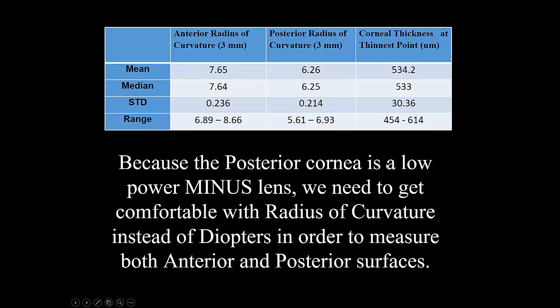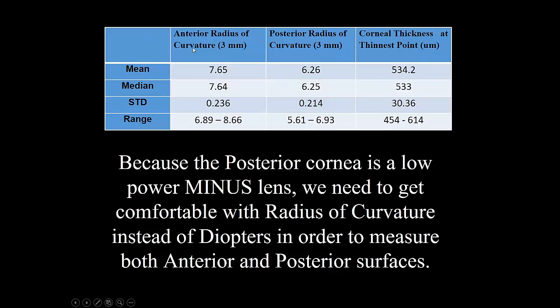We use radius of curvature, and again, it's not something you have to compute. The machine does this automatically. We use it instead of diopters, so I know most people are much more familiar with diopters. Diopters works fine on the anterior surface, but diopters really makes very little sense on the posterior surface because the posterior cornea is a low power minus lens. Radius of curvature is a measurement that's independent of index of refraction. So it's much easier to compare anterior and posterior surfaces. It's the same measurement.